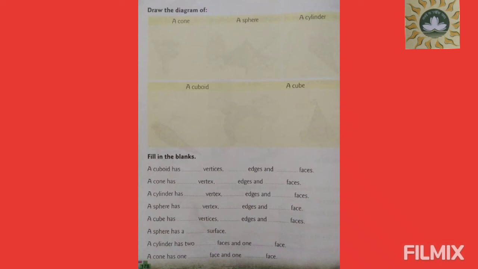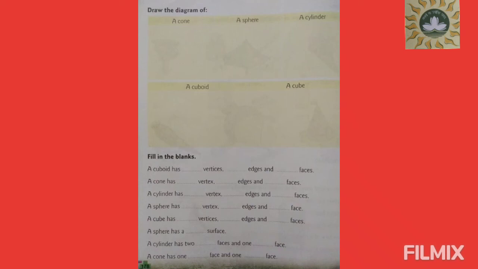Coming to page number 178, here it says you have to draw the diagram of a cone, a sphere, a cylinder, a cuboid and a cube. Children, I have already given the procedure of drawing these diagrams. Now come to fill in the blanks.